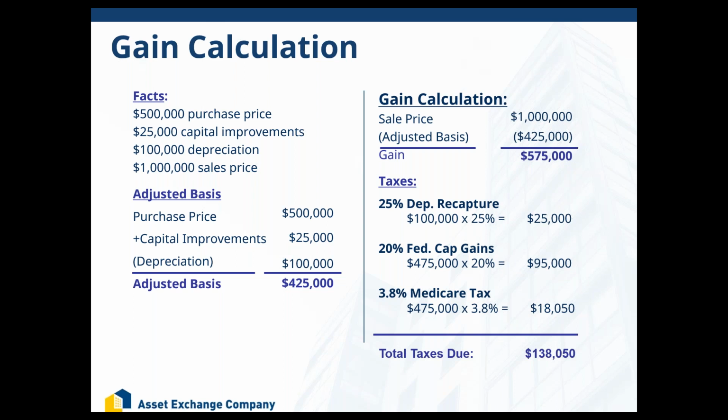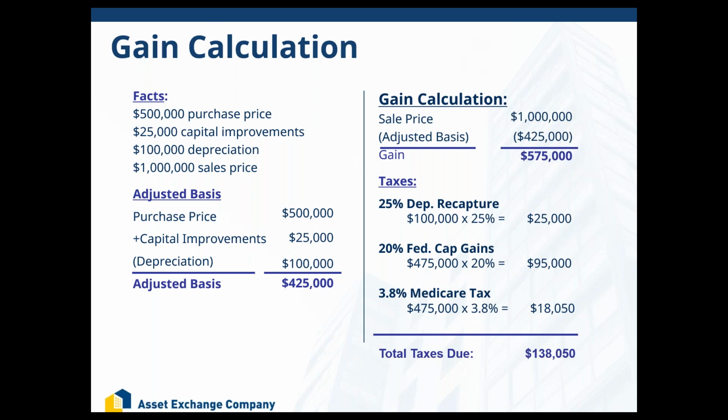So we'll take the $100,000 depreciation, multiply that times the 25% depreciation recapture tax, and that will give us a tax of $25,000. Now, let's just say we're at the highest capital gains tax rate of 20%. So we'll take the remaining amount, the $475,000, multiply that times the 20% capital gains tax rate, and that would give us a tax of $95,000.